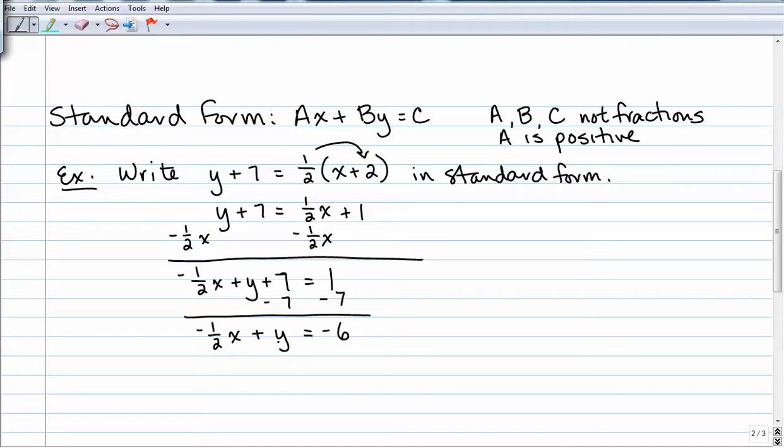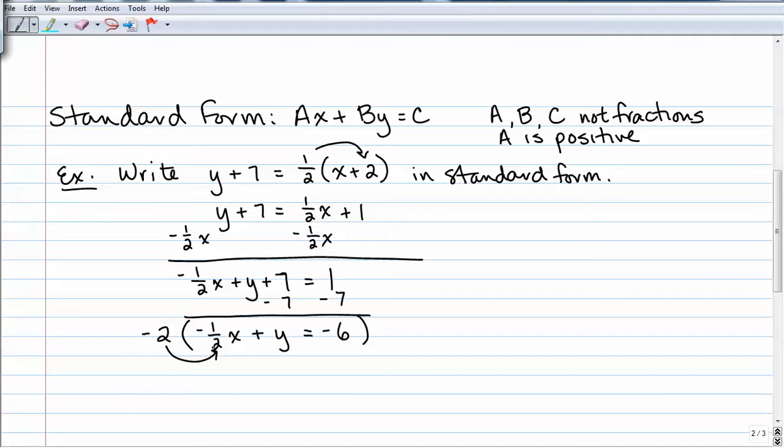Now I'm very close. I have my x and y on the left and my number on the right, but a is a fraction and it's also a negative number, so I need to take care of that. So I can make it a positive number by multiplying everything by something negative, like a -1. But I'd really like to get rid of that fraction, so I'm going to multiply by the denominator, the number on the bottom. So if I multiply everything by a -2 and distribute it through, that'll get rid of my 2 problems, both the negative and the fraction.